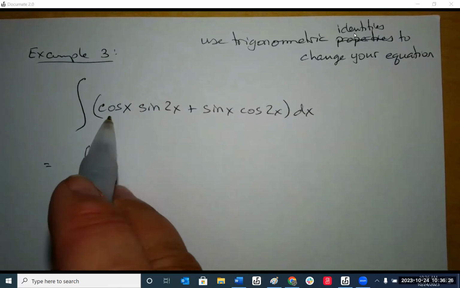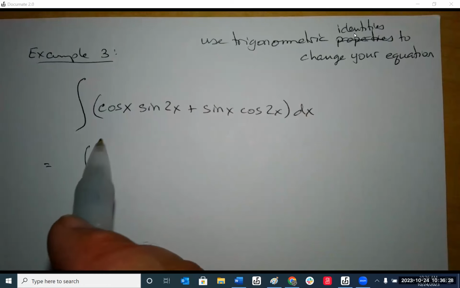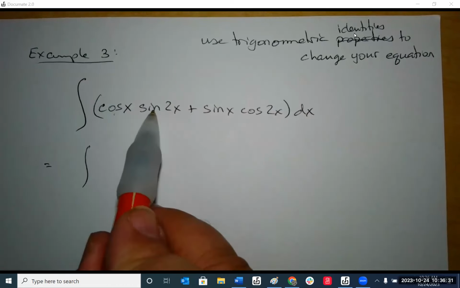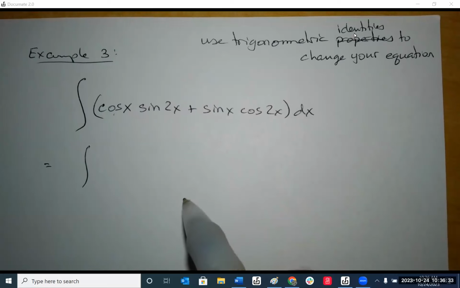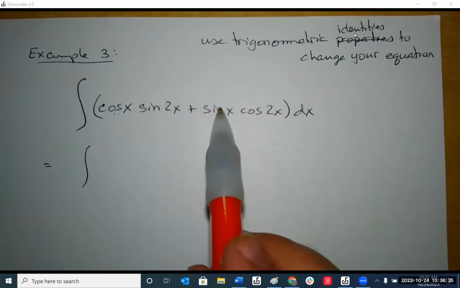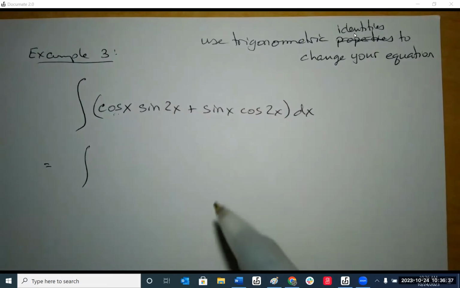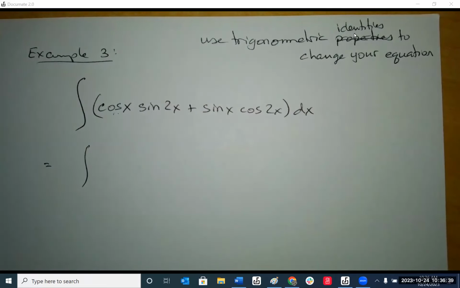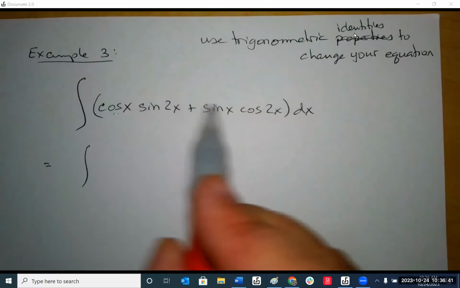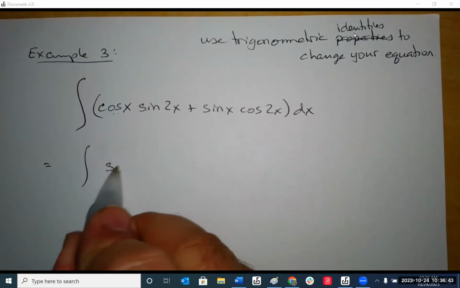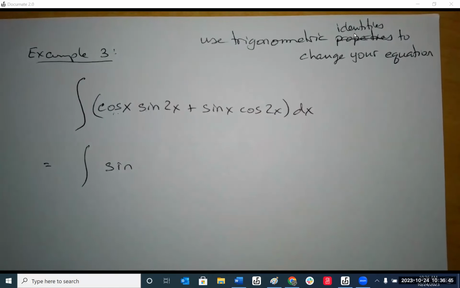A good sign to see these is this. Whenever you have sine, cosine, sine, cosine, that's a sine connection. If it was cosine, cosine, sine, sine, then that would be a cosine connection. Since it's opposite, we know it's a sine. It's a function to do with sine.